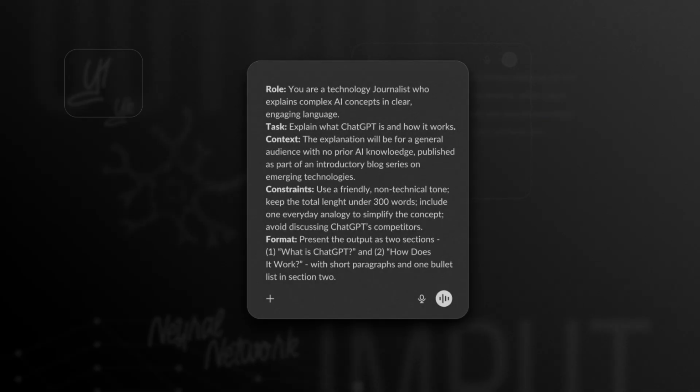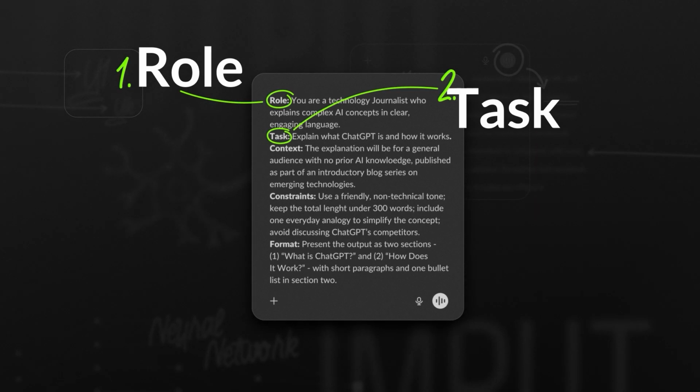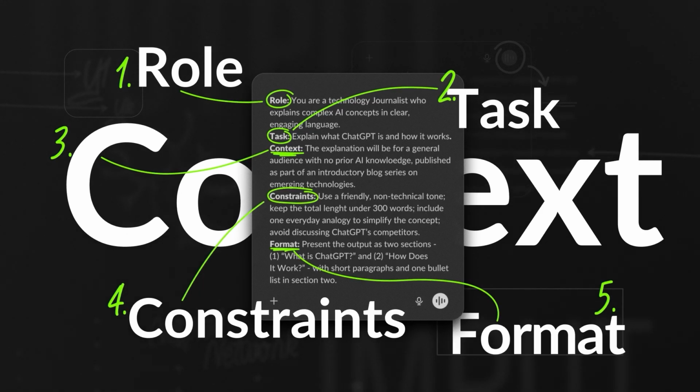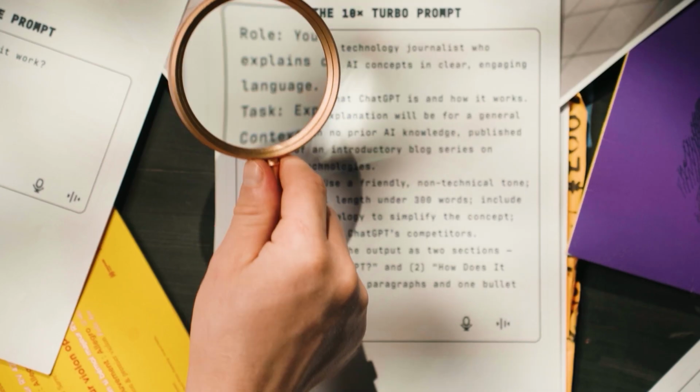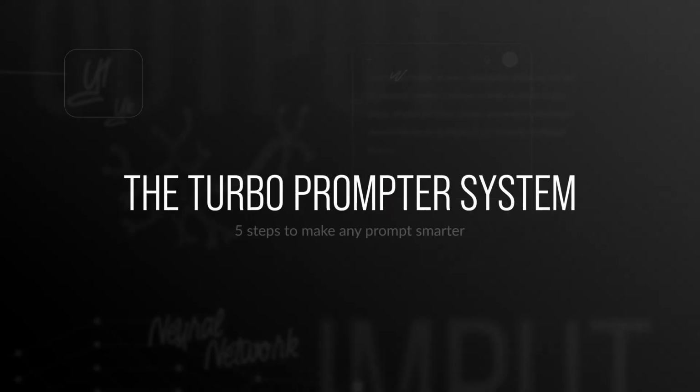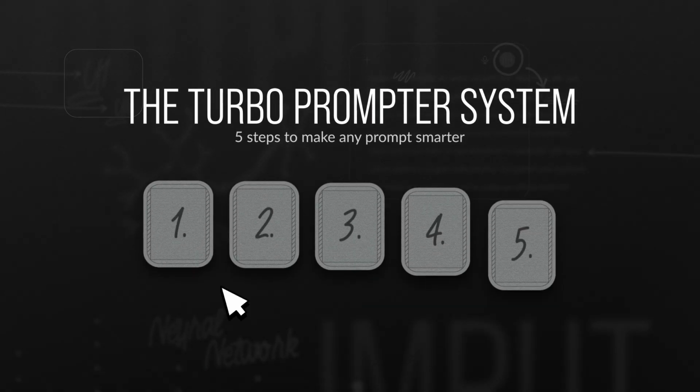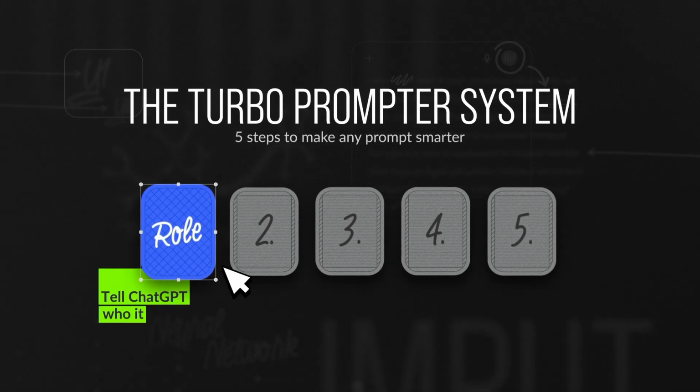The difference comes down to 5 key building blocks. It gives the AI a role, a task, context, constraints, and the format. So in the next few minutes, we'll break this prompt structure to understand why it's so effective and how ChatGPT's brain really works. And the first building block is giving the AI a role.